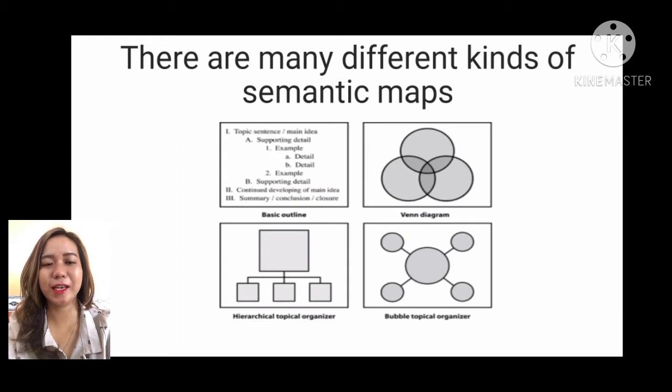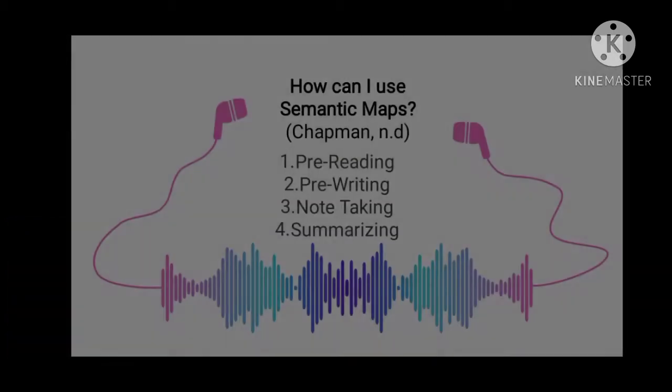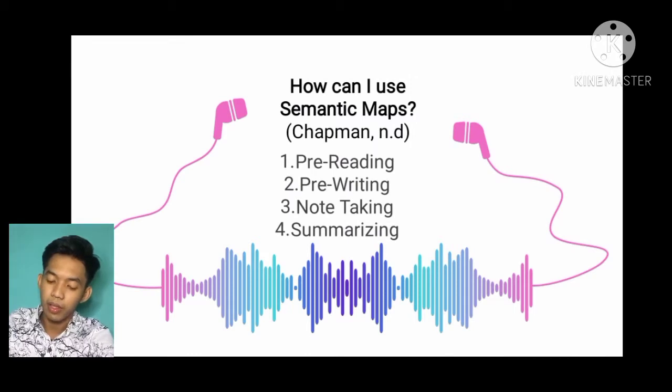And the third is Venn diagram. Venn diagram is a diagram that shows all possible logical and hypothetical relationships between a group of objects. And the last one is bubble typical organizer. Bubble typical organizers are used to describe a central idea or term at the center using adjectives in the bubbles that surround. Okay, I want to explain how we can use semantic maps.